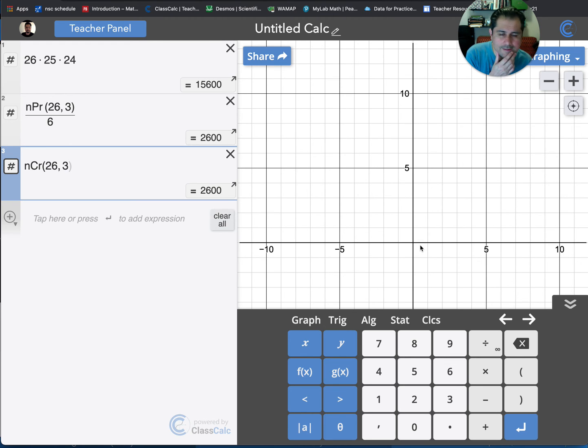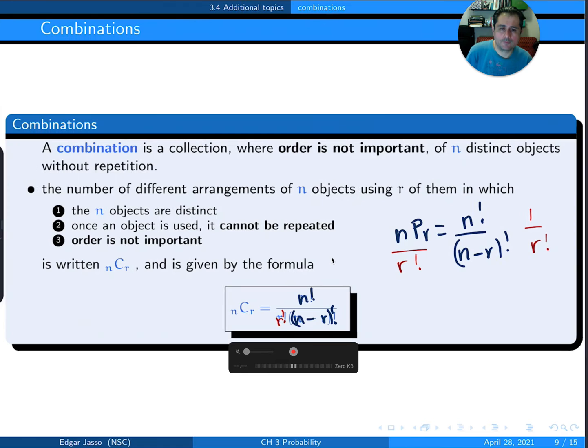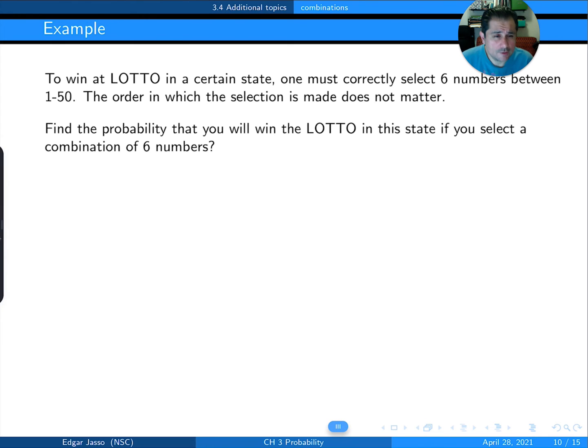Okay, a quick example. Sorry, I was writing this down. To win the lotto in a certain state, assume that you must correctly select 6 numbers between 1 and 50. The order in which the selection is made does not matter. That's important for lotteries. They have these little ping pong balls in the big sphere, blown by air, and eventually one pops out. That's your first number. Then another number comes out, and that's the second number. So the order in which they come out doesn't matter. You have your selection of 6 numbers, and if they match, it doesn't matter in which order they came out.